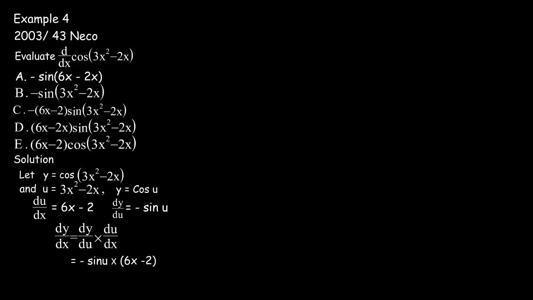At this point, we substitute for u in our equation. u is equal to 3s squared minus 2s. Doing so, our equation becomes minus in bracket 6s minus 2, sine in bracket 3s squared minus 2s. The correct option is C.